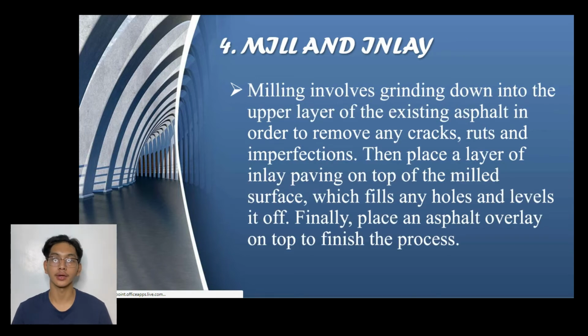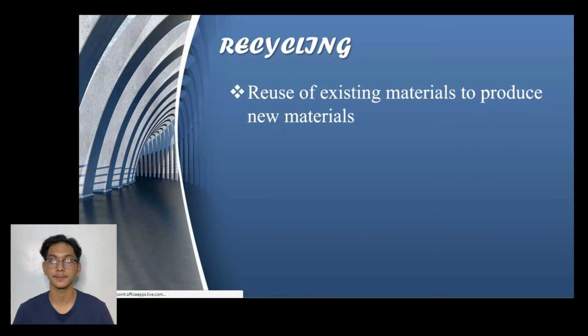One last process of overlaying is called mill and inlay. It involves grinding down into the upper layer of the existing asphalt in order to remove any cracks, ruts, and imperfections. Then place a new layer of inlay paving on top of the milled surface, which fills any holes and levels it off. Finally, place an asphalt overlay on top to finish the process.